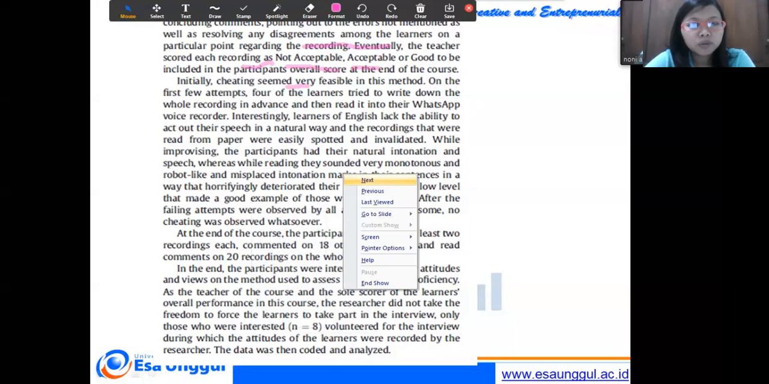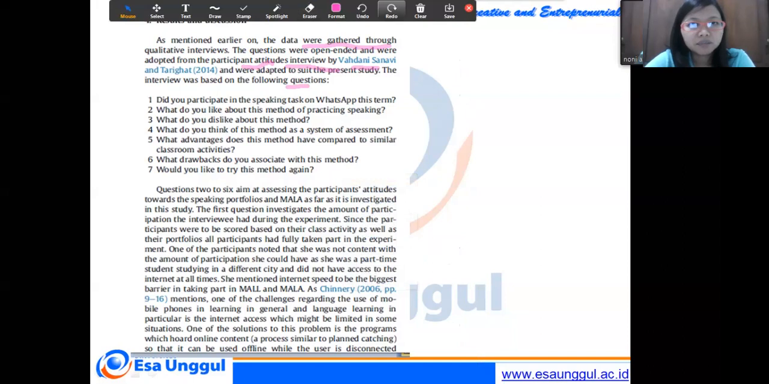The data are used to investigate the student speaking skill. And then the other instrument, the interview protocol, is used to investigate the students' perception. The researchers adopted questionnaires from Padani, Sanapi, and Tarigat, consisting of 7 questions. Did you participate in the speaking tasks, and what do you like about this method? What do you dislike, and what do you think of this method? What are the advantages and the drawbacks of this method, and would you like to try this method again? These questions capture students' perception.